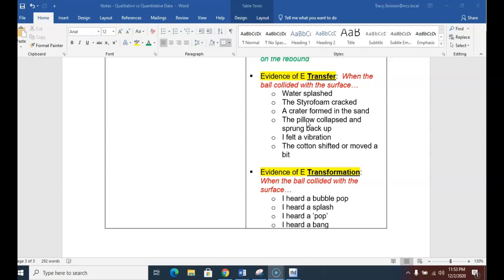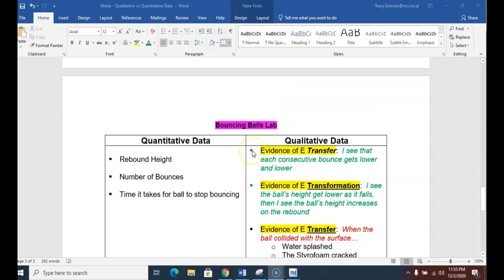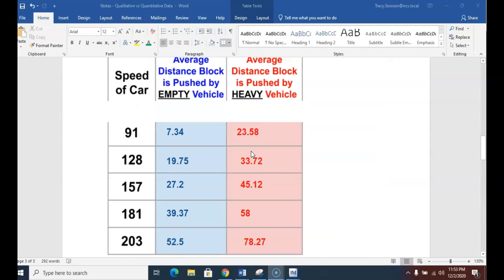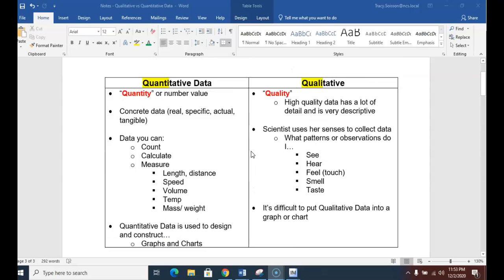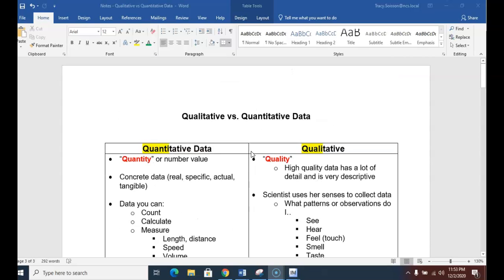So I hope that you found this video lesson helpful, and all of the notes that you see here in the lesson you can print out directly from Schoology. A reminder that your homework is to finish all 24 trials, and you need to complete the 2 data tables to the Bouncing Balls Lab, the qualitative data table and one of the quantitative data tables.